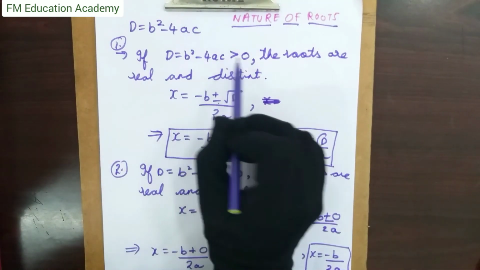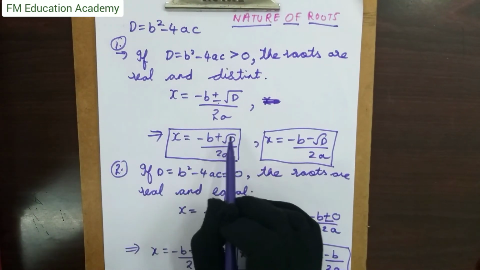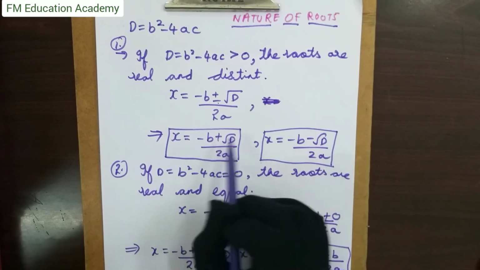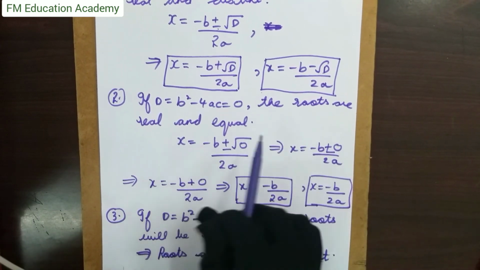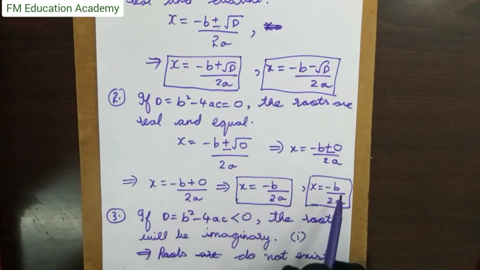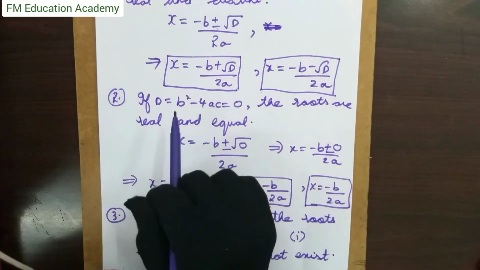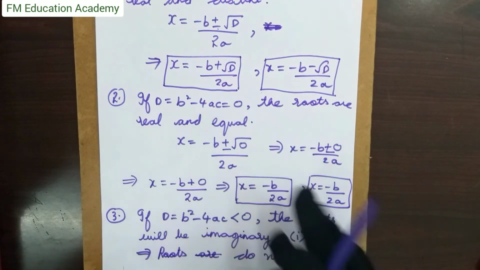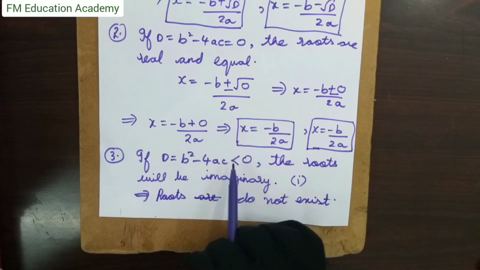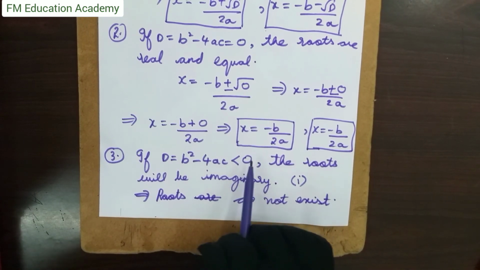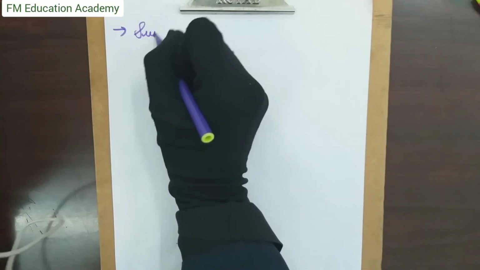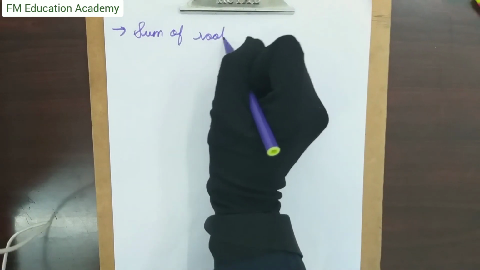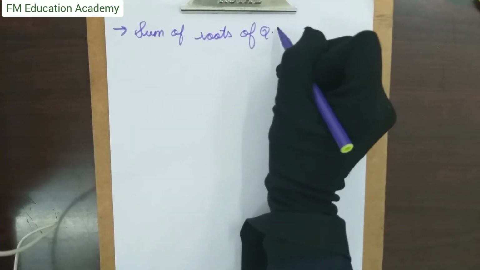If you are getting a positive value, roots are real and distinct. x is equal to minus b plus root D by 2a and minus b minus root D by 2a. That is, these are the roots. Suppose if D is equal to b square minus 4ac is equal to 0, then roots are real and equal, and x is equal to minus b by 2a, comma, x is equal to minus b by 2a. These are the roots when roots are real and equal and you get D is equal to 0. Then if D is equal to b square minus 4ac is less than 0, that is, if we are getting a negative value, then we can say roots are imaginary, and if roots are imaginary, we can say roots do not exist.